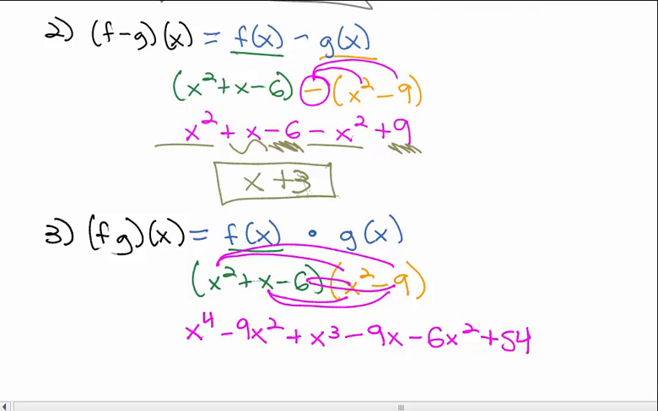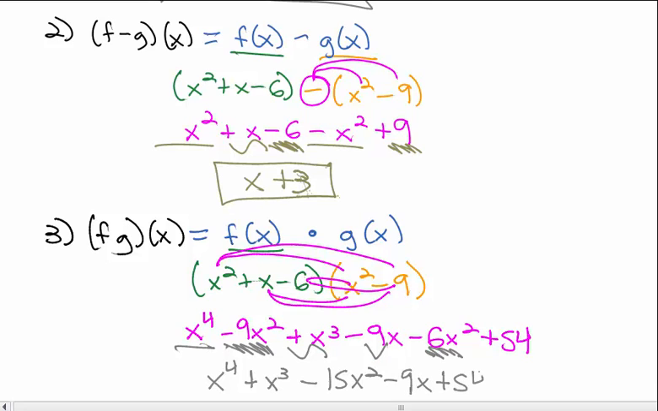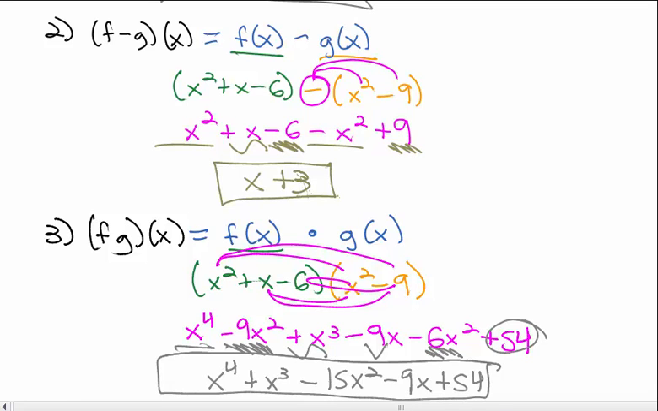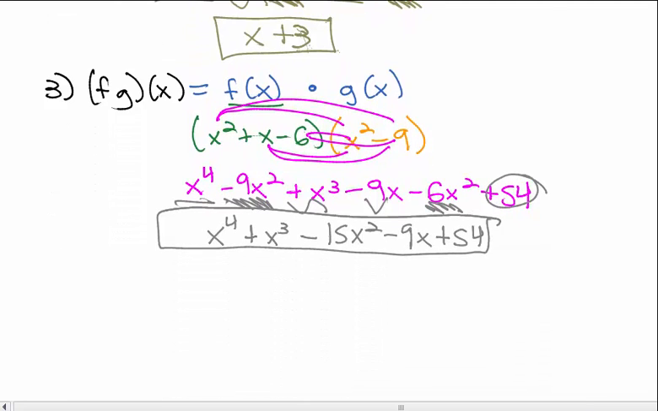And so to finish this out, we combine like terms. There's not a lot of them. We've got an x to the 4th, an x cubed. The like terms, negative 9x squared minus 6x squared, is going to be minus 15x squared. And finally a minus 9x and a plus 54 to give us our final product.